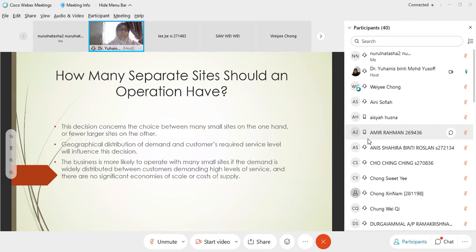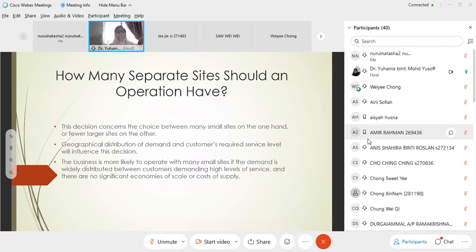Okay, geographical distribution of demand and customer required service level will influence this decision. Okay, same lah. Kadang-kadang kita tengok geographical juga kan when we want to set up kita punya kilang. Adakah sesuai untuk buat di situ kan? Kalau kawasan tu asyik banjir saja takkan kita nak buat di situ. Alright. And then contohnya IKEA contohnya.